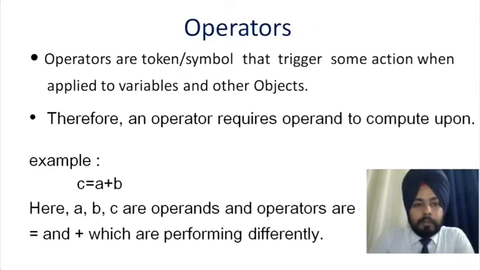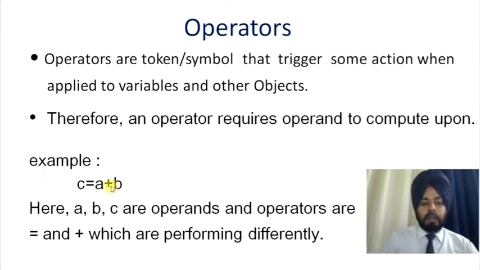Operators. Operators are token symbols that trigger some action when applied to variables and other objects. Therefore, an operator requires operands to compute upon. Example, c equals a plus b. Here a, b and c are the operands and the operators are equals and plus, which perform different tasks. Both equals and plus are operators performing their different tasks.